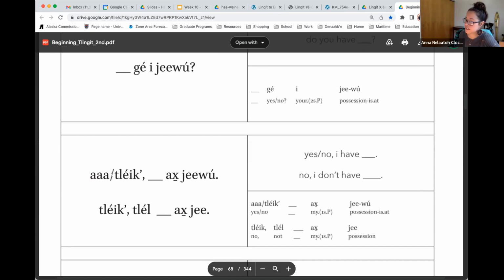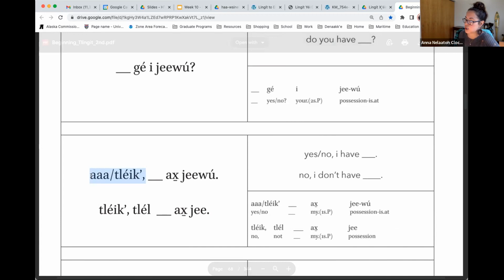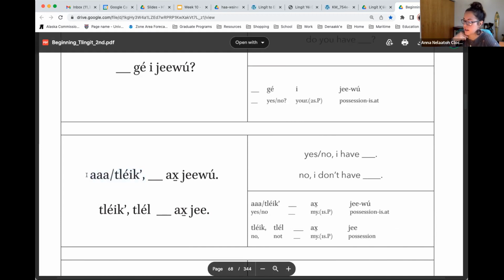Okay, ignore the tlike, because this isn't how you would answer it with tlike. So we're going to say ah and then khwasta jeewú. Repeat after me. Ah khwasta jeewú. So let's do them together. Khwasta ge jeewú. Ah khwasta jeewú.